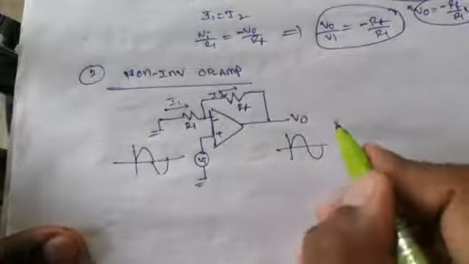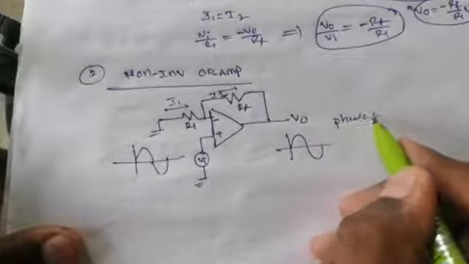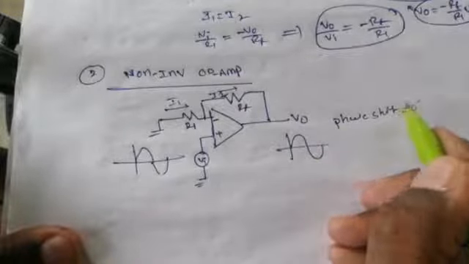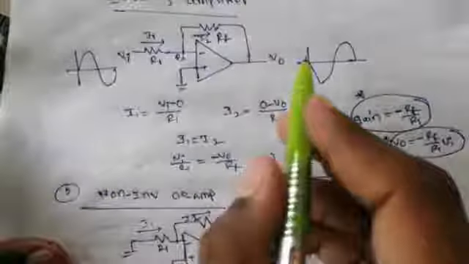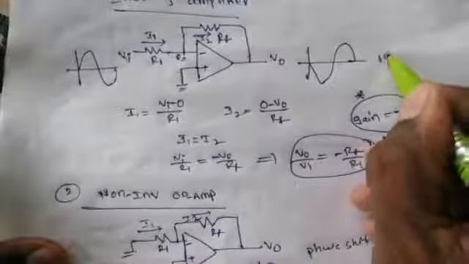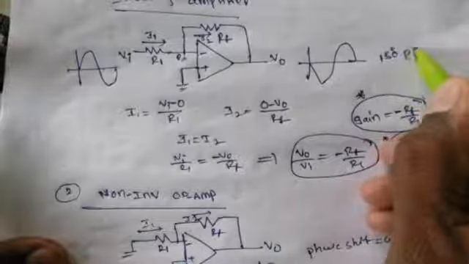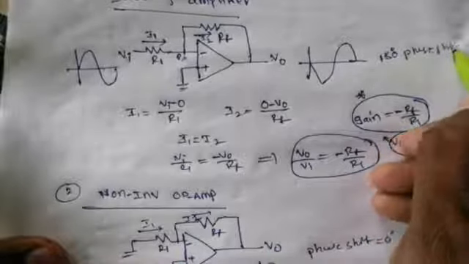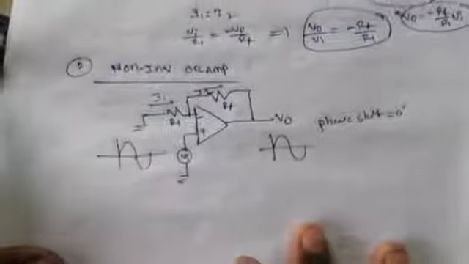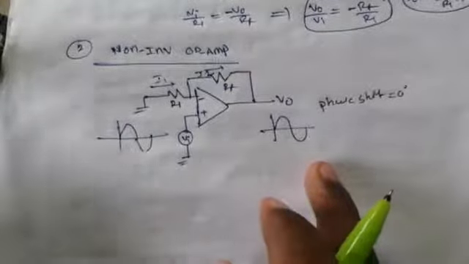There is no phase shift. Here the phase shift will be 0 degrees. In this case the inversion will be done, which means it will have a 180 degrees phase shift. Here, 0 degrees phase shift.